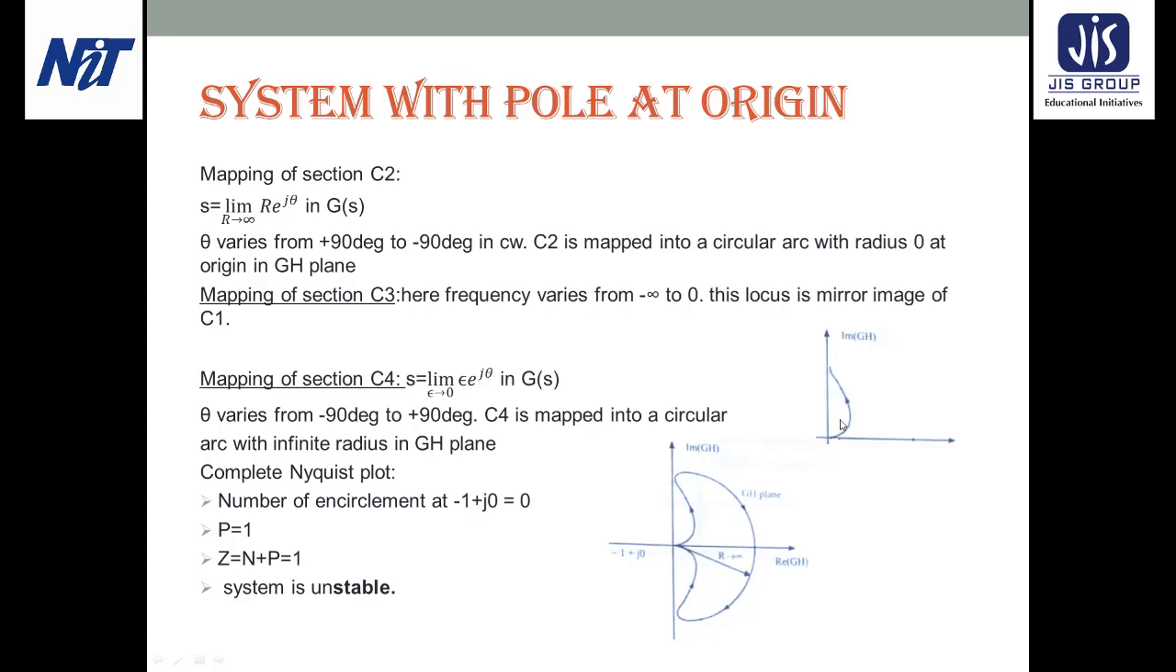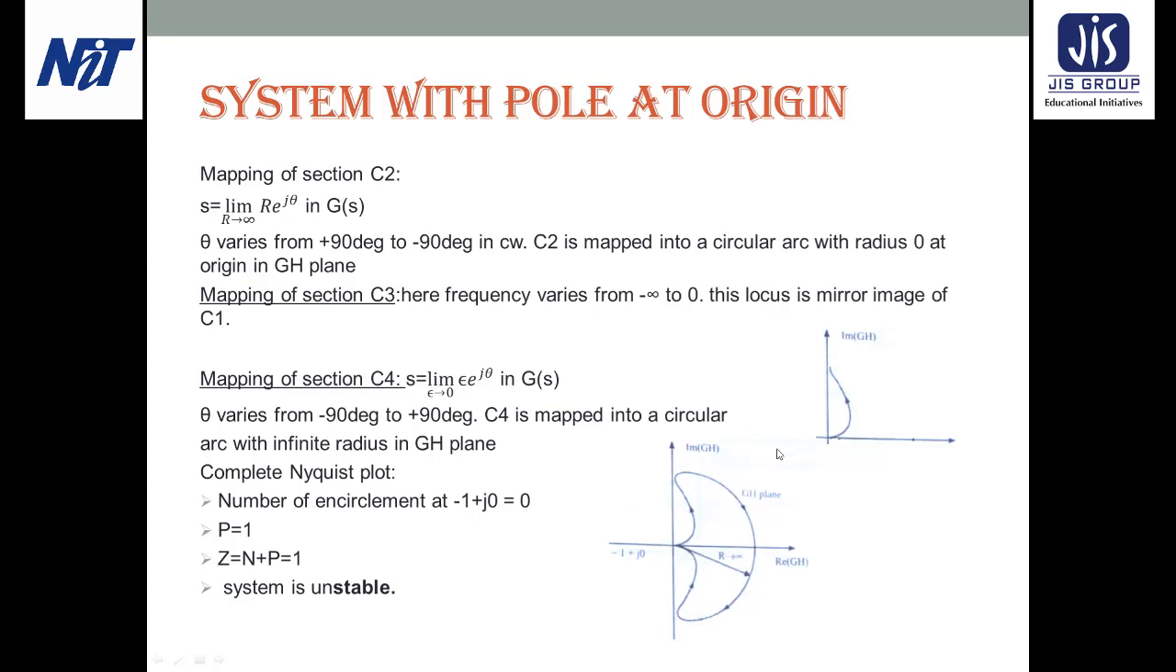Now section C4 is the semicircular arc of very small radius, epsilon tends to 0, and theta is varying from minus 90 degrees to plus 90 degrees. It will be plotted into a circular arc with infinite radius. If you put the values of s in G(s), then you will get the value equal to infinity into e to the power minus j theta. So that's why it has been mapped into a circular arc with infinite radius.